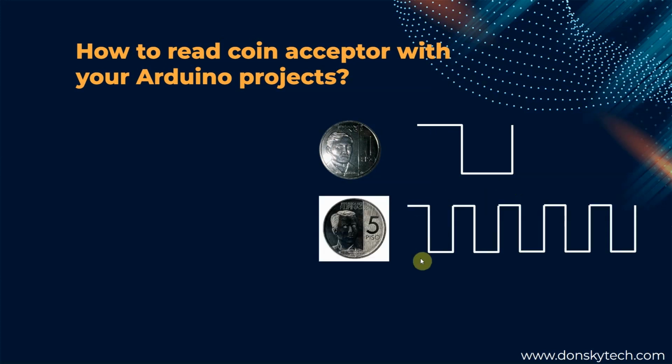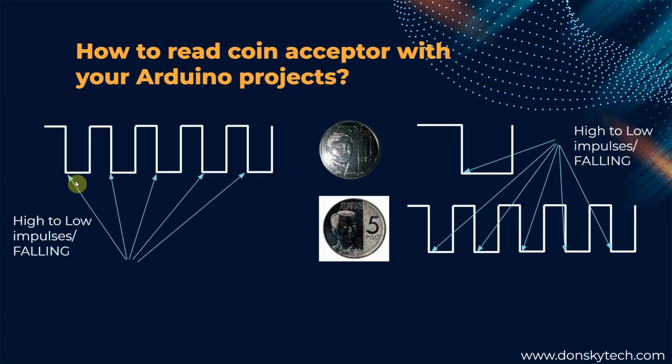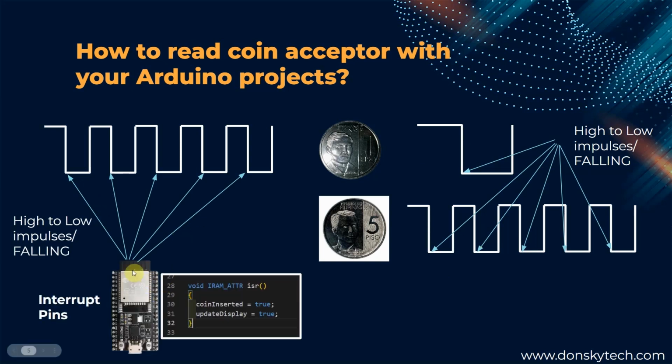inserted a 5 peso coin, then you would notice that it would result in 5 high to low transitions. So as you can see from this image, these are the transitions from high into low. So for the 5 peso coin, you would see that there are actually 1, 2, 3, 4, and 5 high to low transitions. To detect these transitions, as I have mentioned, we can take advantage of interrupt pins on our microcontroller and count the number of the transitions.